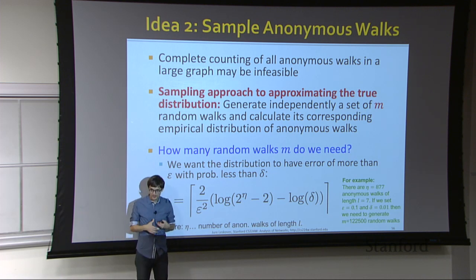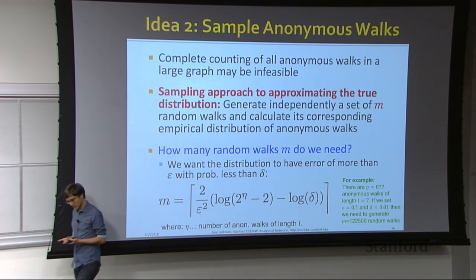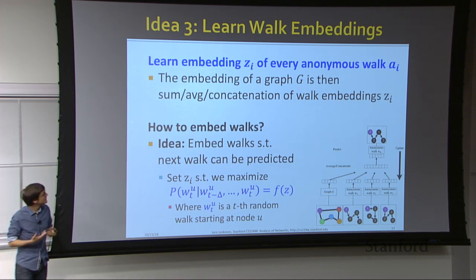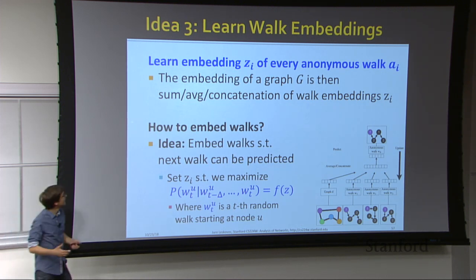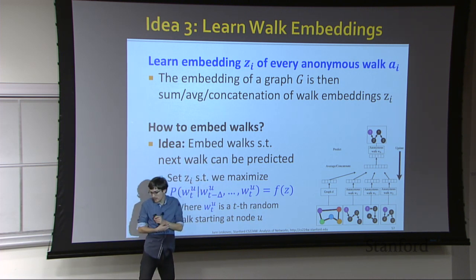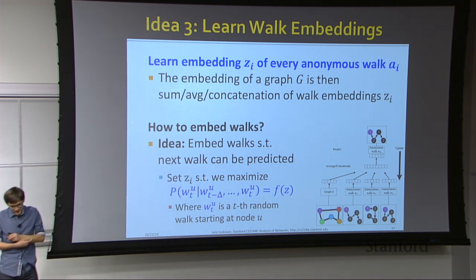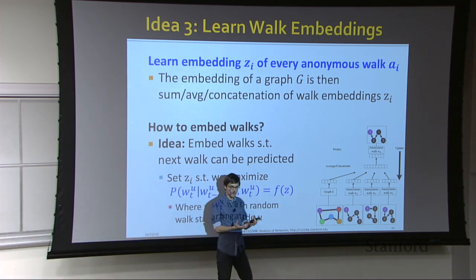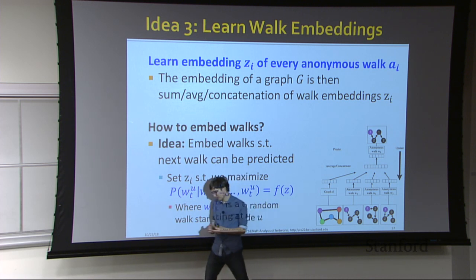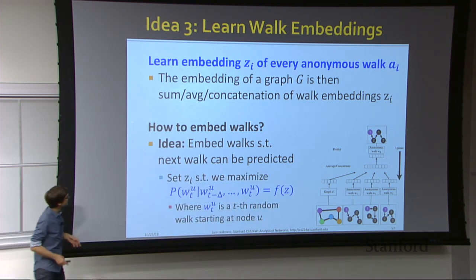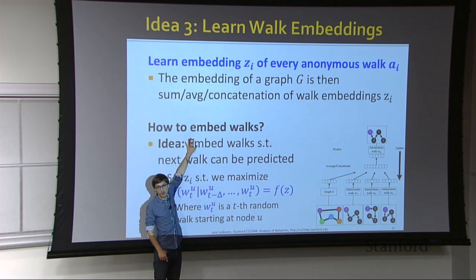And then the last way you can use this notion of anonymous walks to learn the embedding for the graph is that we want to learn an embedding Z for every anonymous walk A, and then use those embeddings, either summing them up or averaging them, to come up with an embedding for the entire graph. So then the question is, how would I embed the walk?